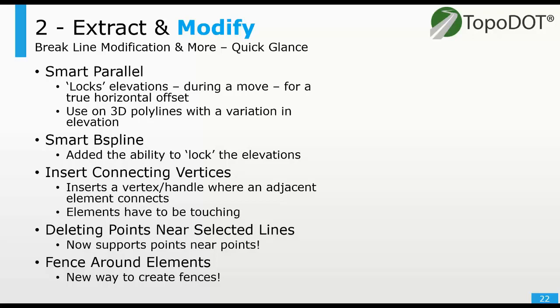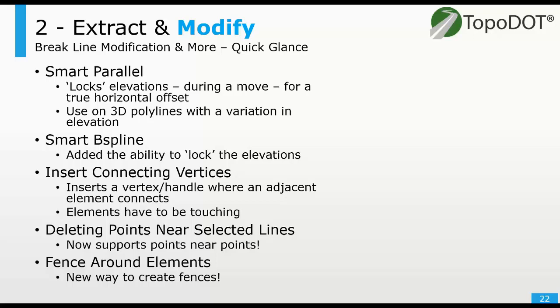So at a quick glance, we're going to cover the Smart Parallel tool, which ultimately is going to have an added feature for locking elevations during an actual move. This will result in actually a true horizontal offset. And you're going to want to use these on 3D polylines. 2D or 3D flat lines, not so much, but if you have 3D lines that are changing in elevation, you're going to definitely want to use this tool.